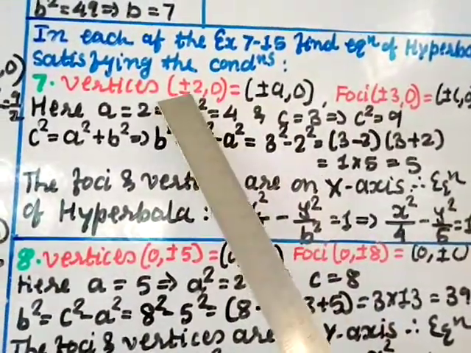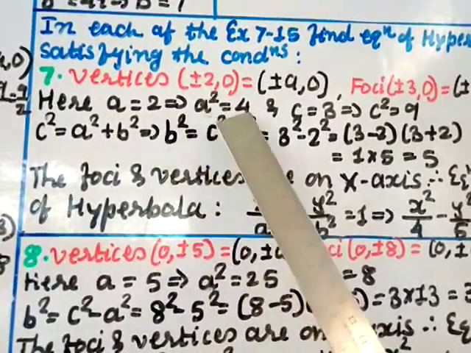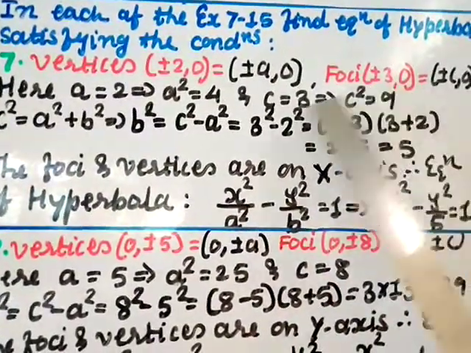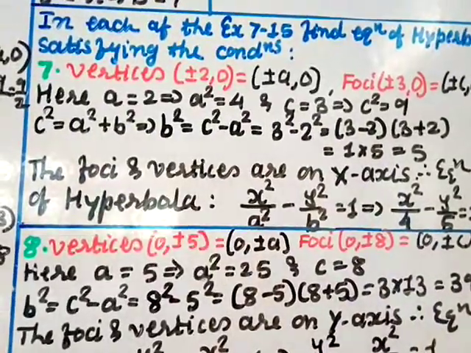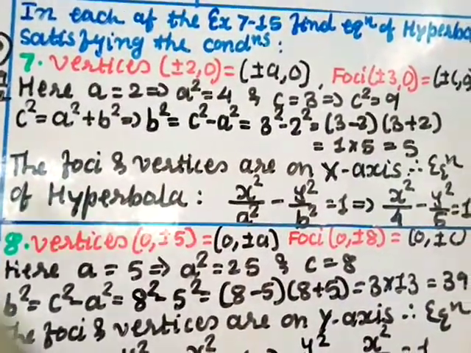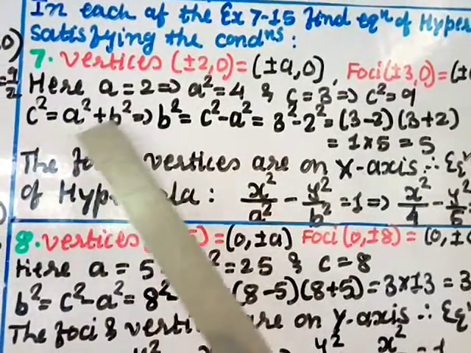From here we can say a value is 2. Take a square, so a square is equal to 4. And from here c value is 3. If you take c square, c square equal to 9. You have got c value, you have got a value. So now we'll find the value of b. So we know the relation c square equal to a square plus b square.